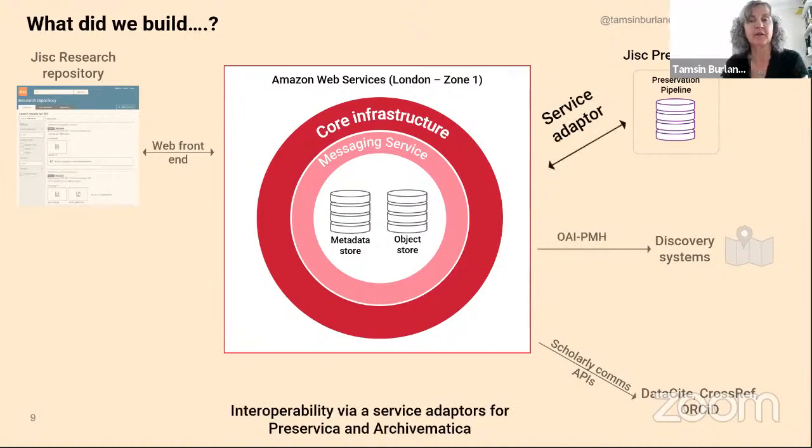To connect up these services, we need to build service adapters. In the case of digital preservation, we've built one for Preservica and one for Archivematica. And using these adapters, we can deposit the metadata and the files in the repository front end. And when they're published, they'll automatically go via the core infrastructure and be ingested into the preservation service of choice without any further intervention.